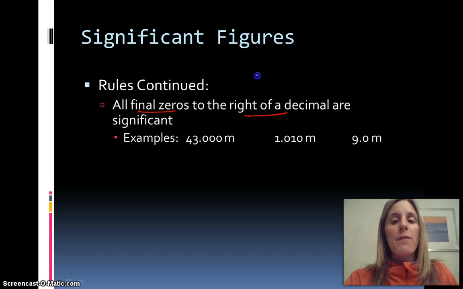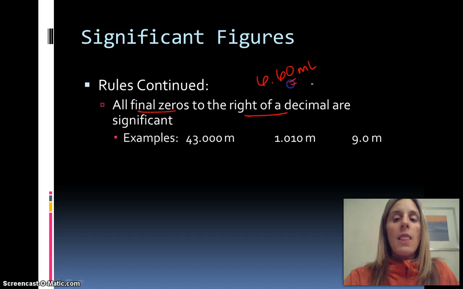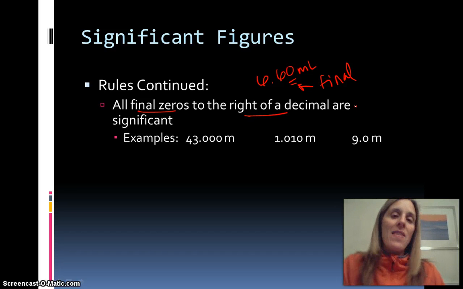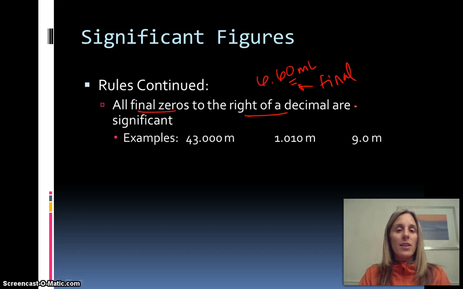So if we think back to that first slide, we had 6.60 milliliters. This zero would be considered a final zero. We had to put it because we landed exactly on that line for our graduated cylinder. So we had to show the person with that zero that we hit that line exactly.